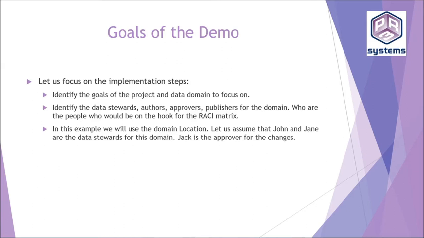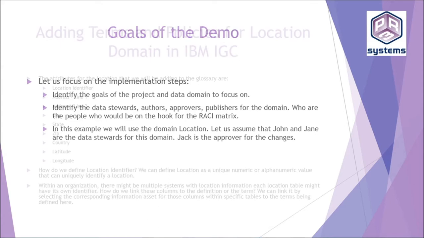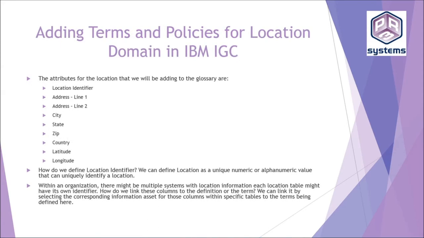So in this example, we'll look at a domain called location. Location is a very, very critical domain for a lot of companies. In this specific example, we'll focus on location, and let us assume that John and Jane are the data stewards for this domain and Jack is the approver for the changes. So what do we need to do to make it possible?